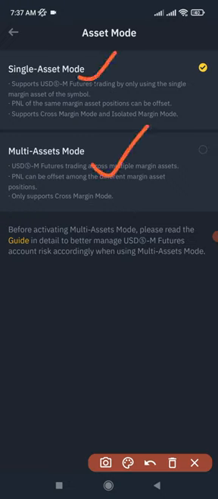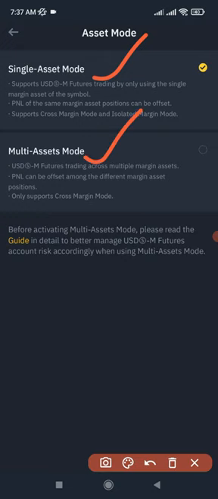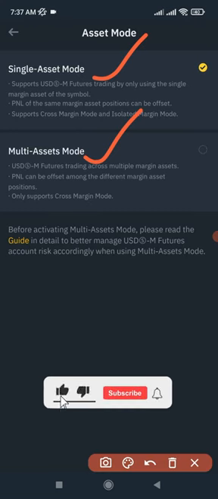Now the difference between these two is that if I'm trading with the single asset mode and I have USDT in my account, I can only trade pairs that are with USDT. Let's say BTC USDT, Ethereum USDT, XRP USDT, all of those USDT pairs. Okay, but if I select the multi-asset mode, even with USDT in my account, I can trade any pair with BUSD or USDT.